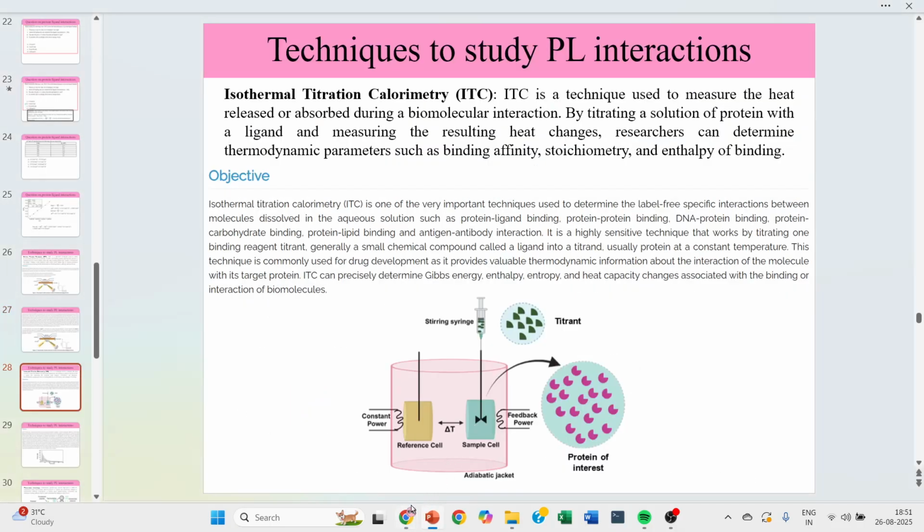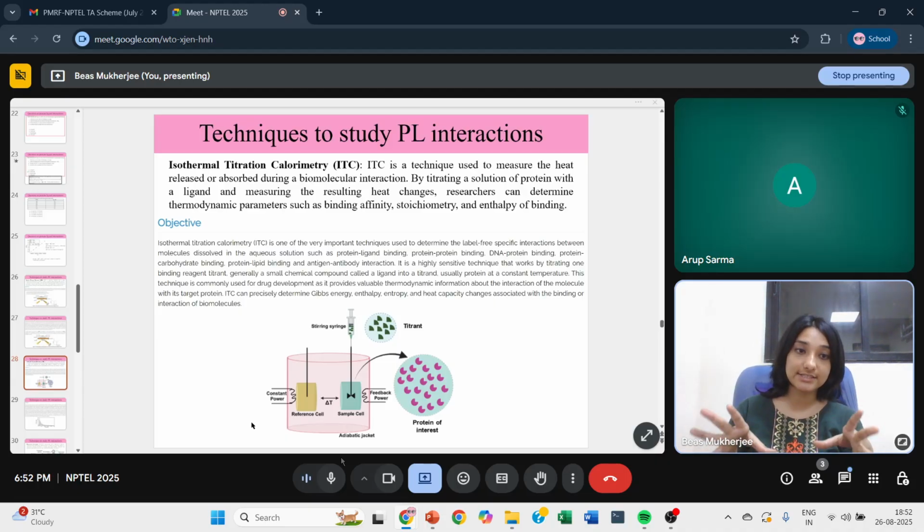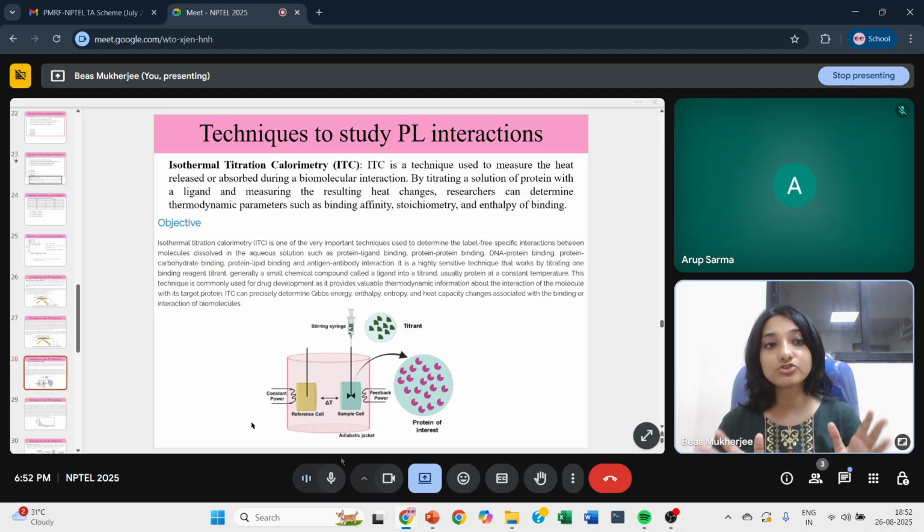Right, so now we go to another technique, which is isothermal titration calorimetry. Here you take the sample and you heat it. It is used to measure the heat released or absorbed during a biomolecular reaction by titrating a solution of protein with a ligand. So there is this protein and there is a ligand that you are adding, and it is measuring the amount of heat that is exchanged or absorbed.